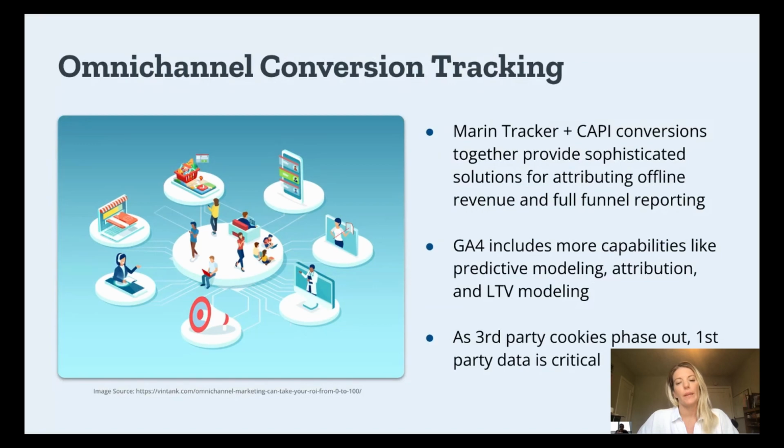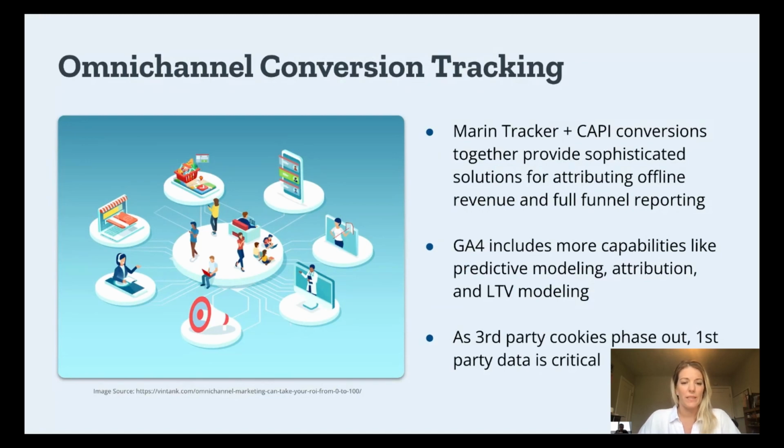Now, outside of the Marin and Meta ecosystem, you also have Google Analytics 4, which a lot of us know as GA4, which has been rebuilt to include more capabilities like predictive modeling, attribution, and LTV modeling. It does require 12 months of data for features to model accurately. Nonetheless, another great option for enhancing signal data with your advertising activity.